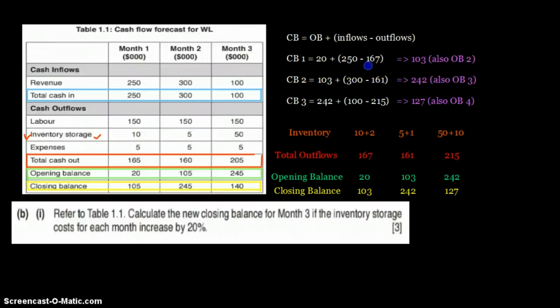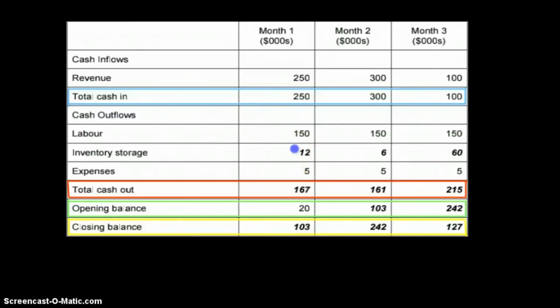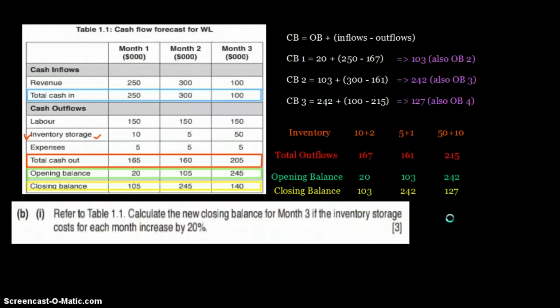But in order to calculate the outflows, I also needed to visualize what the inflows look like. So I just visualized it over here. If you want to know how the new cash flow forecast looks like, I have that over here as well. This is how it looked. The inventory storage has changed, because of that the cash outflow changed, and then we calculated all of these. The closing balance we calculated. So our final answer was 127, and we got that from here.